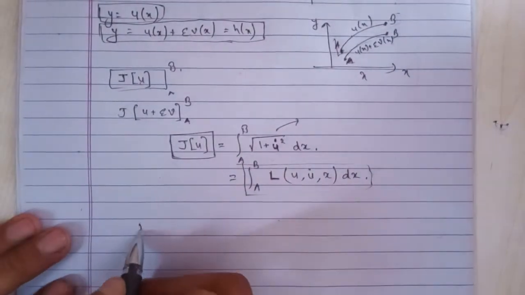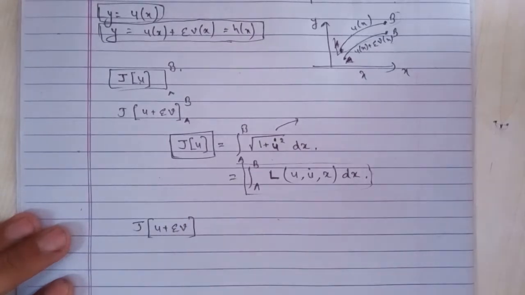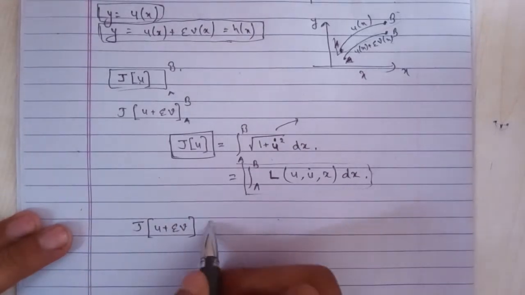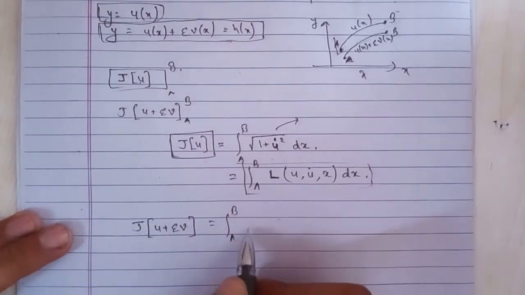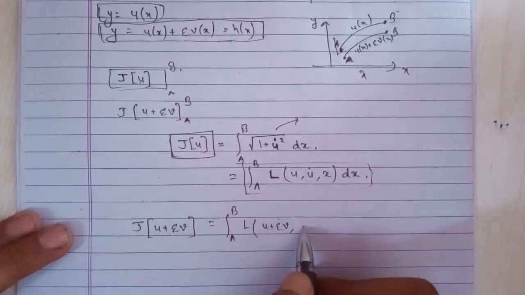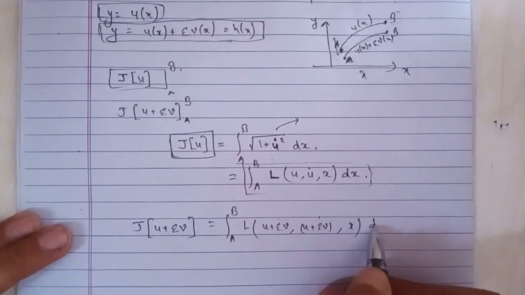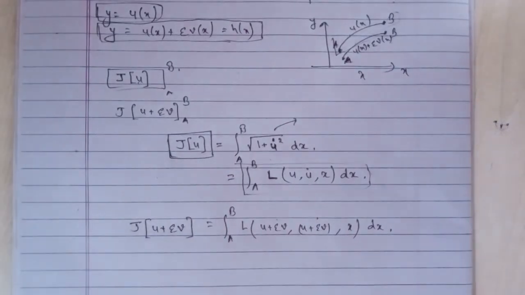Now another value will be carried by J[u plus epsilon v] from a to b as the integral of L of u plus epsilon v, comma, u plus epsilon v dot, comma, x, dx.